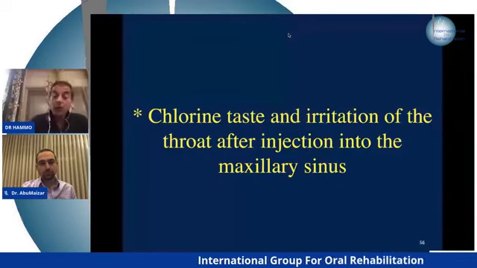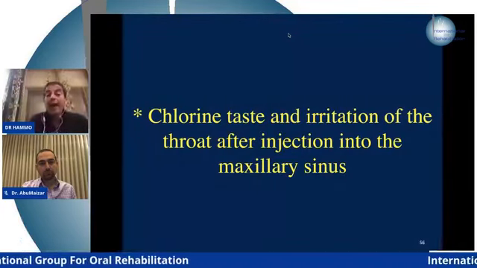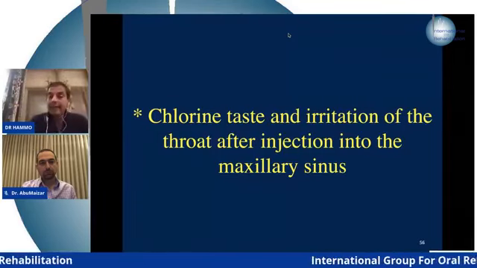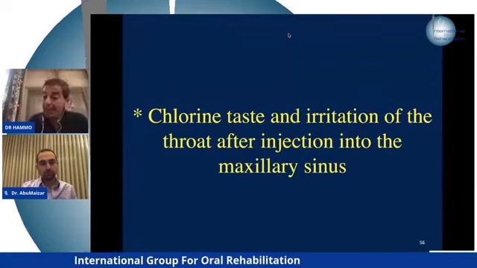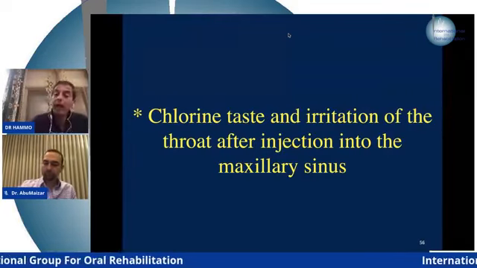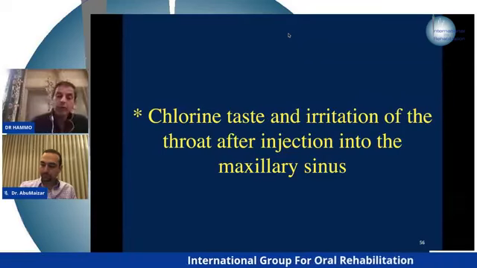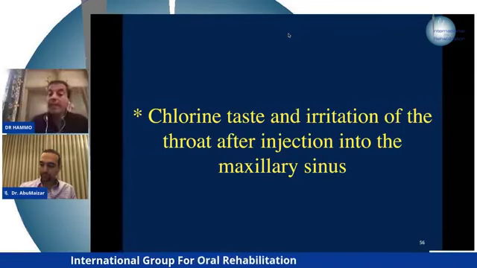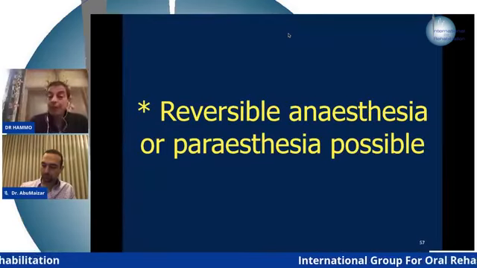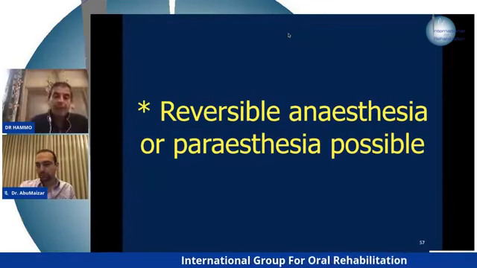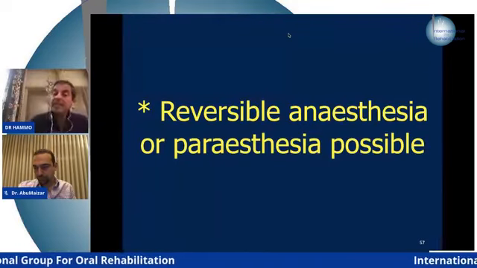Another sign might occur. Your patient might tell you he feels a chlorine taste and irritation of the throat after injection, particularly if you are treating upper premolars or molars, which are so close to the sinus. Unfortunately, sometimes they might feel anesthesia or paresthesia. Fortunately, this is reversible.